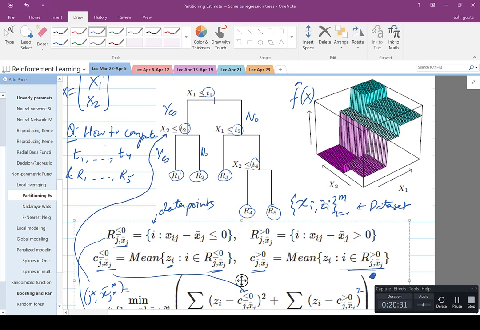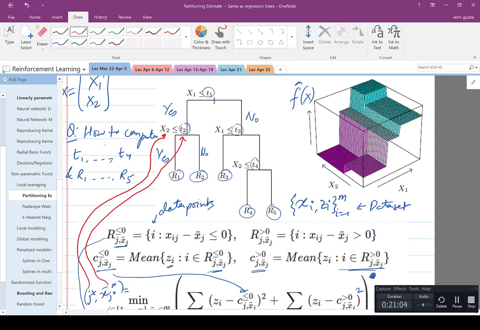So this j star is then used here. So here you write x2. So this 2 is basically j star for this particular region, and x bar j star is this threshold t2 that you see here. Maybe I should draw them in a different color. So this j star is this 2 here. This x bar j star is this t2 value here. And this c bar less than equal to 0 and c bar greater than equal to 0, these are the values you see in R1 and R2.